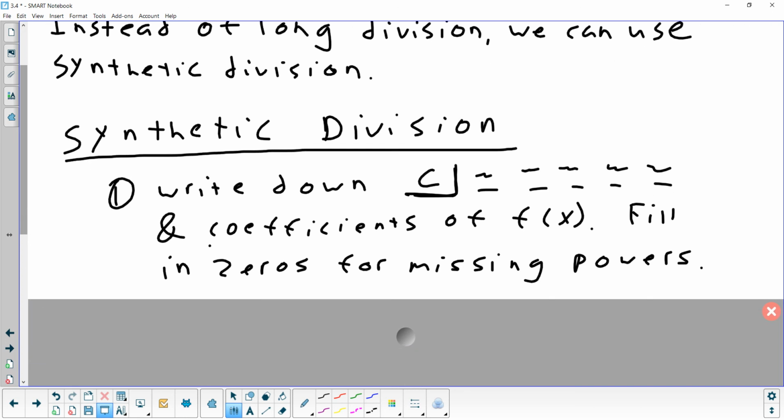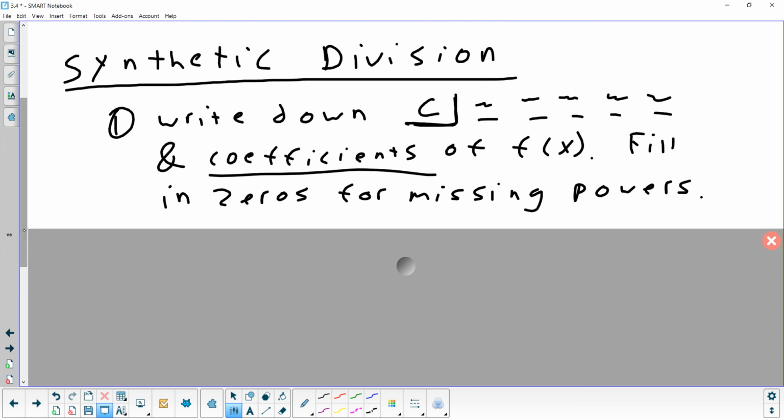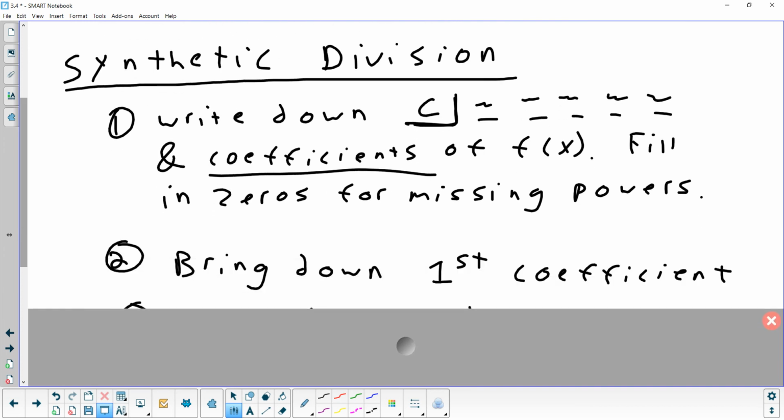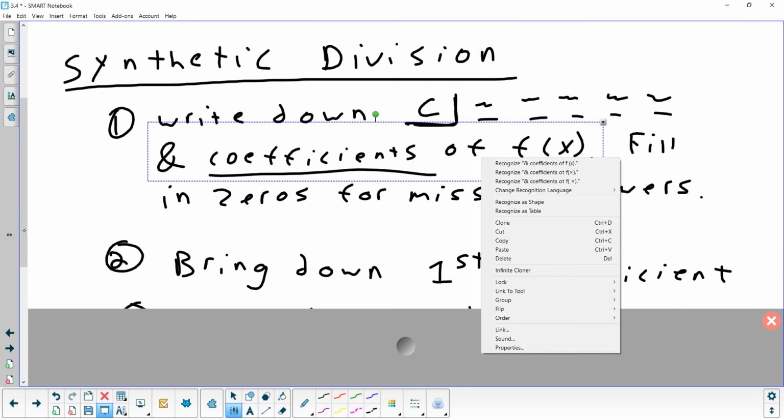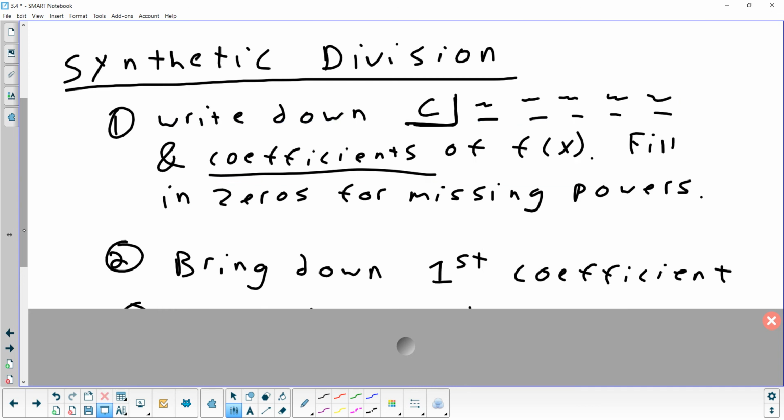Now notice here it says coefficients. You're not actually writing down any letters in this whole process. Everything here is going to be done with numbers. So that lessens the amount of writing that you have. Alright, so now the first thing that we do is take the first coefficient that we wrote down and bring it down. Okay, so we're going to put a line, and you'll see when we do a problem, and we're going to bring that down.